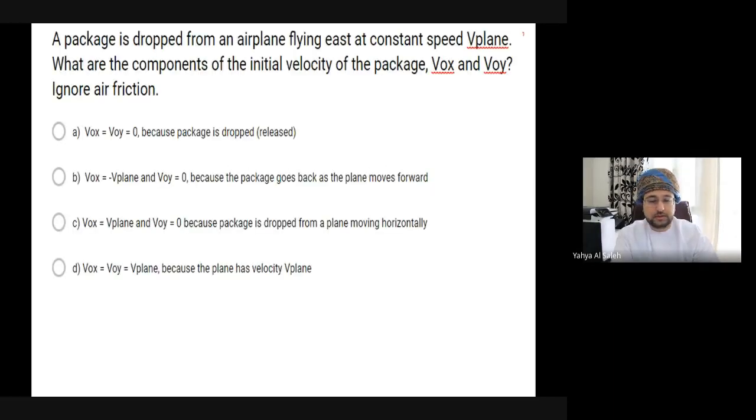All right. Let's do an example, or let's do a PIQ to understand it, to see if we have understood what I have said so far. A package is dropped from an airplane flying east at a constant speed, v plane. What are the components of the initial velocity of the package, V naught x and V naught y? Ignore air friction. What are the components of the initial velocity the moment it leaves the plane? And it's dropped, not thrown. Bear that in mind.